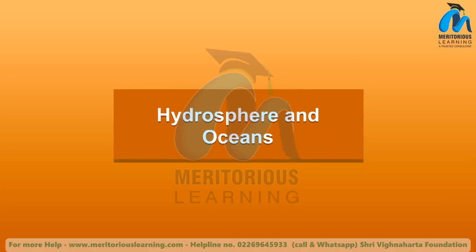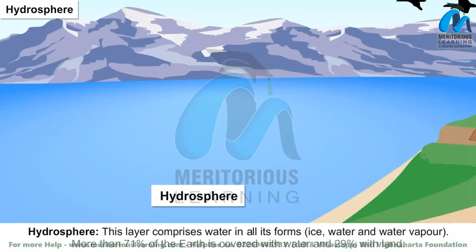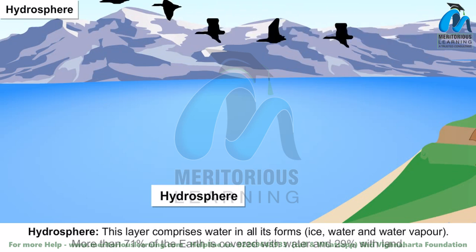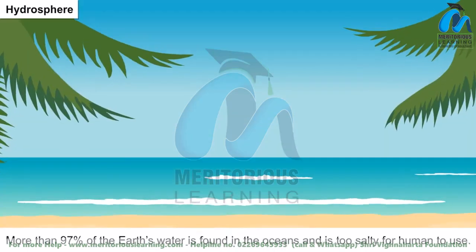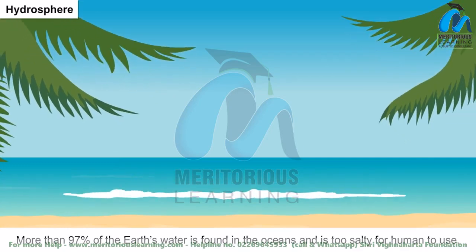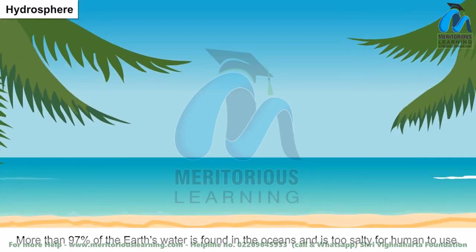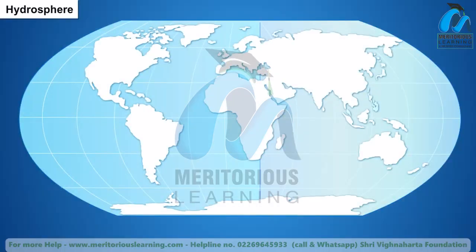Hydrosphere and oceans. Hydrosphere. This layer comprises water in all its forms: ice, water, and water vapor. More than 71% of the Earth is covered with water and 29% with land. More than 97% of the Earth's water is found in the oceans and is too salty for humans to use. Oceans are the major part of hydrosphere.